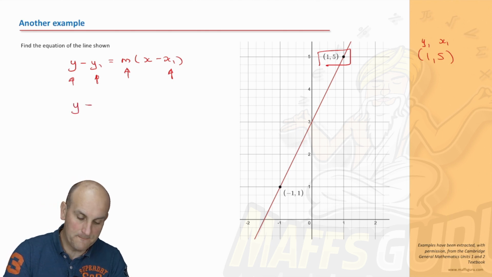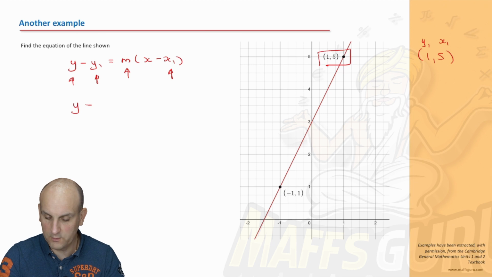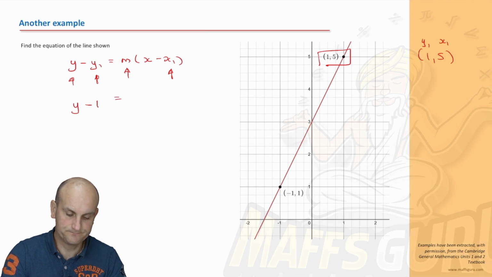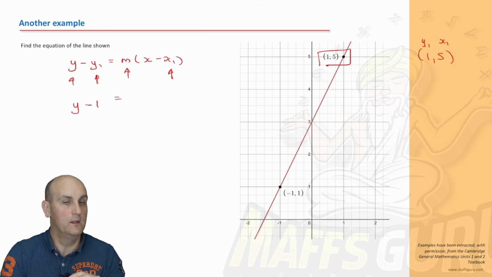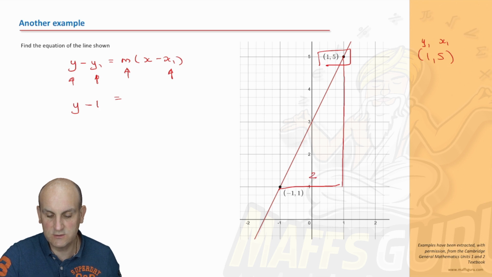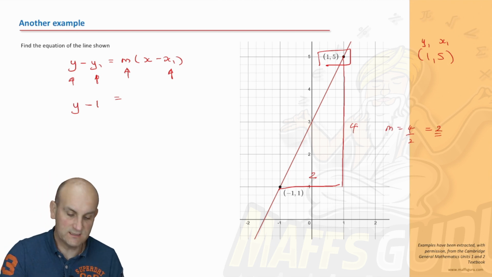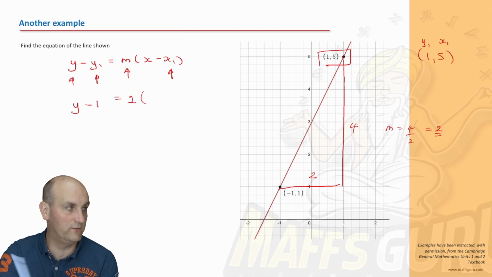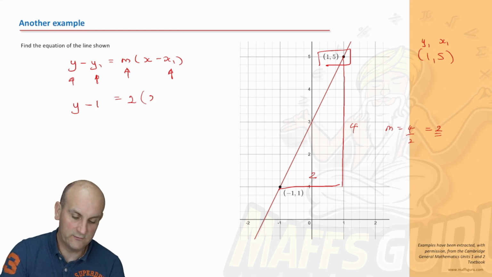So I've got y minus y1, which we decided was 1, is equal to m. Well, actually, I'm going to use the same idea I did before. I'm going to draw a right angle triangle. That's 2 squares across, 4 squares up. m is equal to 4 divided by 2, which is 2. Ka-ching. So that's going to become 2, and in brackets. Now, because the x is just an x, it doesn't have a subscript number, I leave that as x.